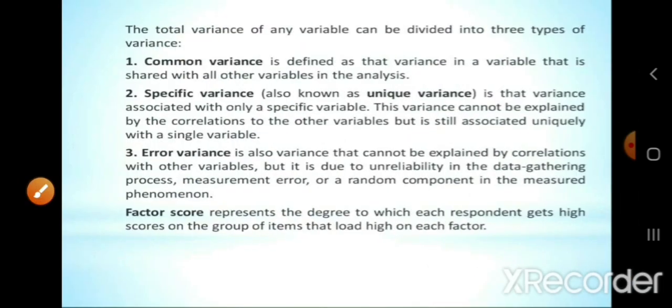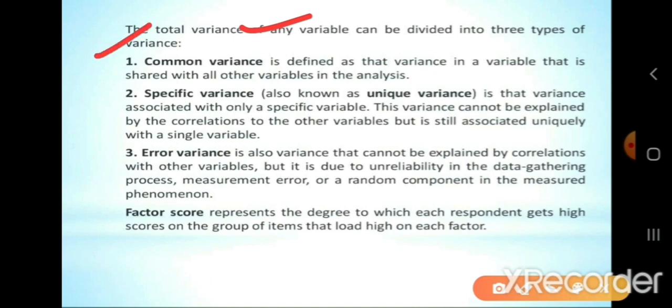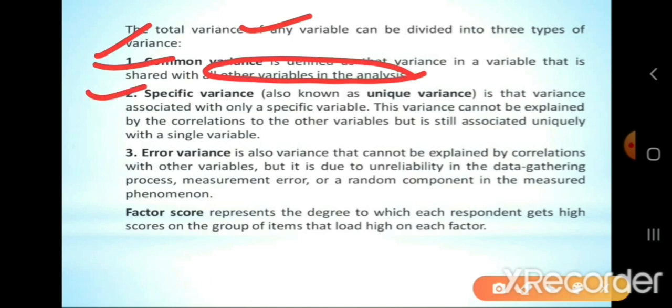Okay, next, the total variation of any variable can be divided into three variances. Number one is common variance, which is defined as the variance in each variable that is shared with all variables in the analysis. Next is specific variance, also called unique variance. It is the variance associated with a specific variable. Third is called error variance.